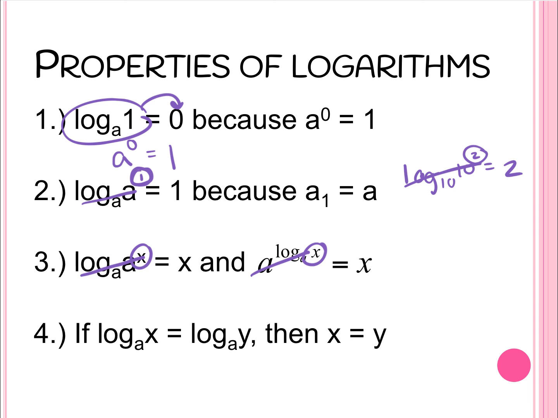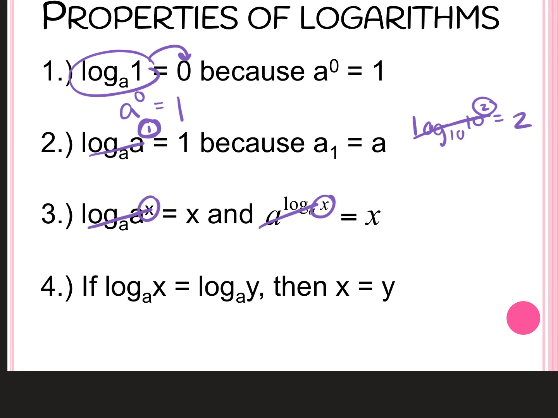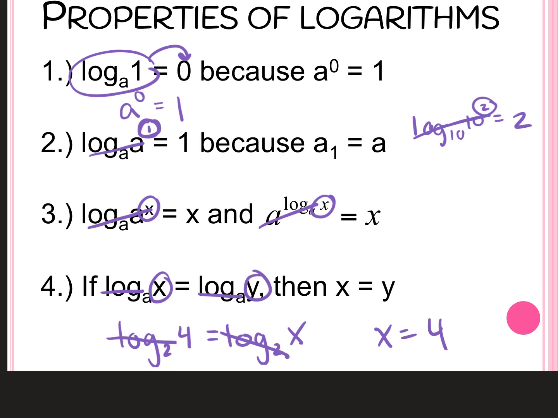And then if I had a log is equal to a log and they had the same base, I just set the remaining parts equal to each other. So I can take log base a and cross them out and then just put the rest of it equal. So if I had log base 2 of 4 is equal to log base 2 of x. Log base 2 and log base 2 cancel. So what's x equal to? 4. So I would just set the remaining parts equal.